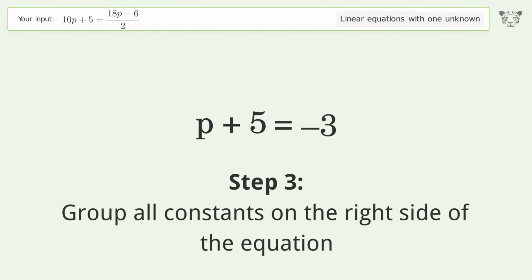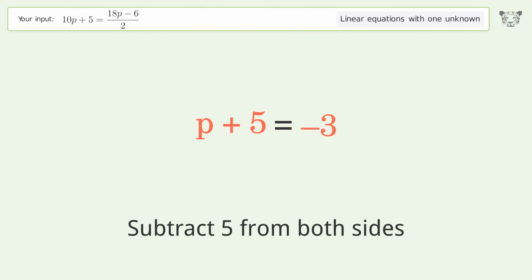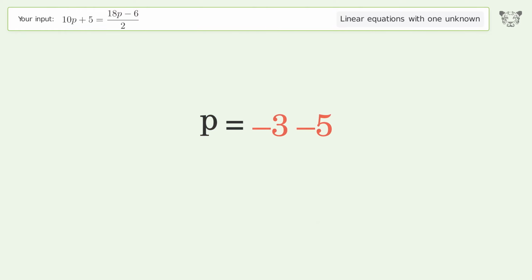Group all constants on the right side of the equation. Subtract 5 from both sides. Simplify the arithmetic. And so the final result is p equals -8.